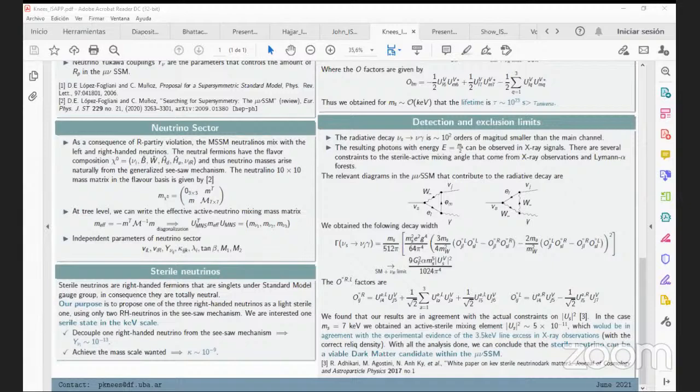And we found that our results are in agreement with the constraints on the mixing of the sterile neutrino with active neutrinos. In particular, in the case of 7 keV, we obtained this value over here, which is in perfect agreement, and it can explain the experimental evidence of the 3.5 keV excess. And thus, to conclude, with our results, we think the sterile neutrino is a viable dark matter candidate in this model. So that's what I wanted to tell you. Thank you.